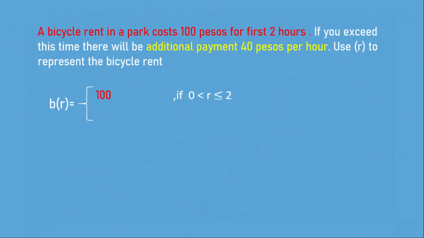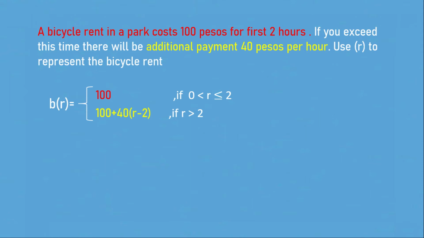Now, let's proceed to the second condition, which is the yellow-colored letters. If you exceed this time, there will be additional payment 40 pesos per hour. If you write it, it's going to look like this: 100 plus 40(R - 2), if R is greater than 2.